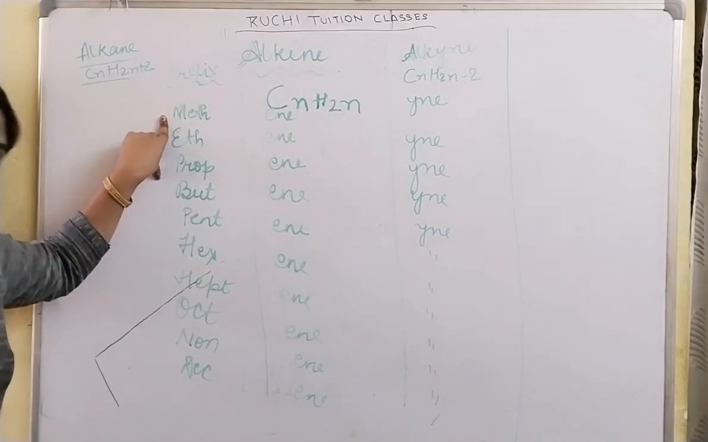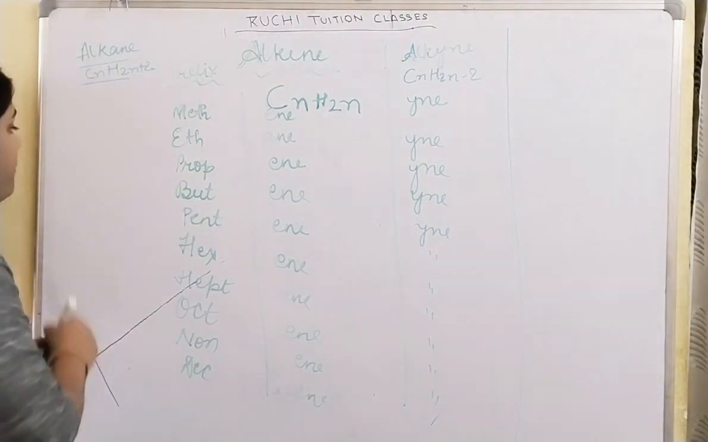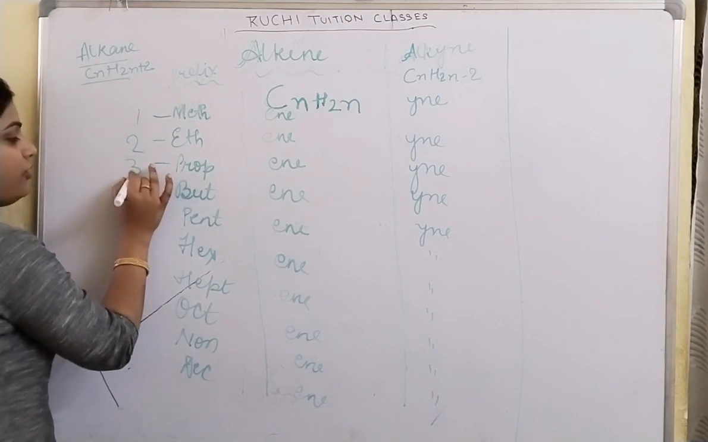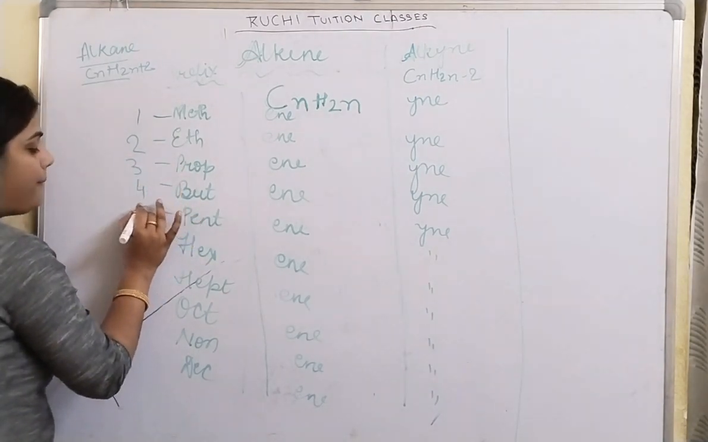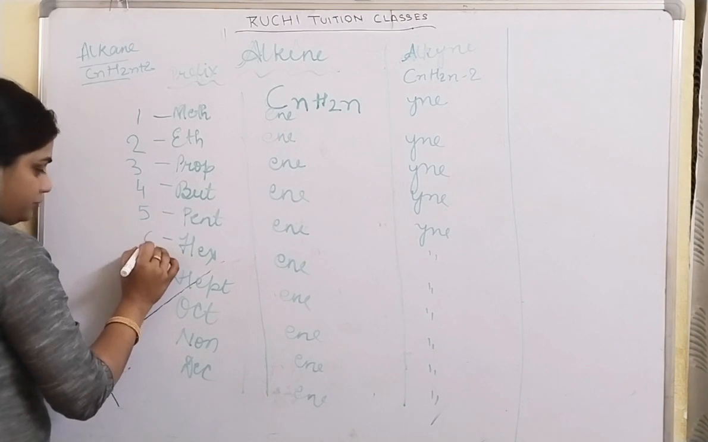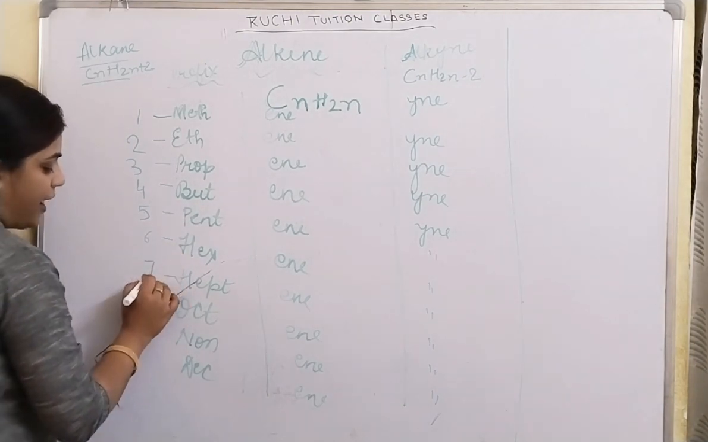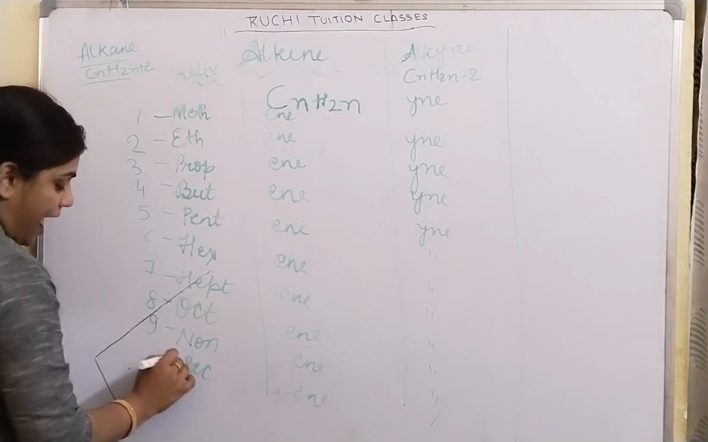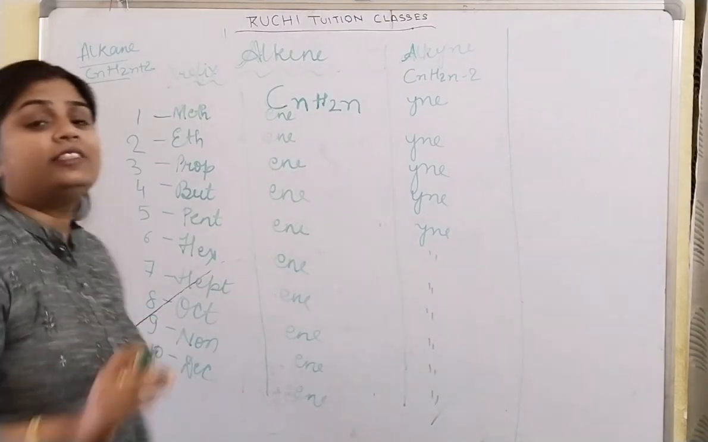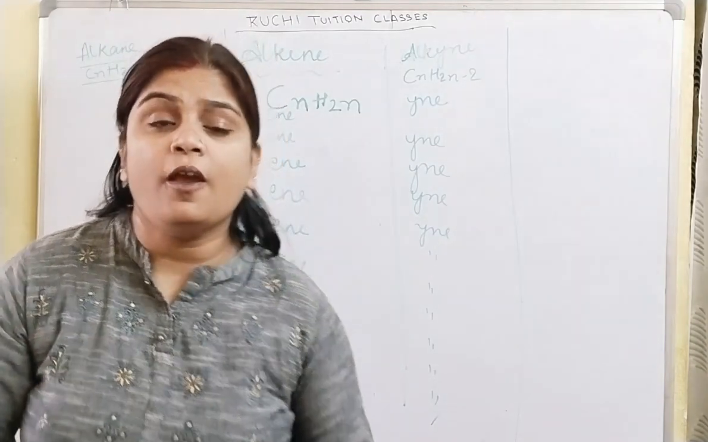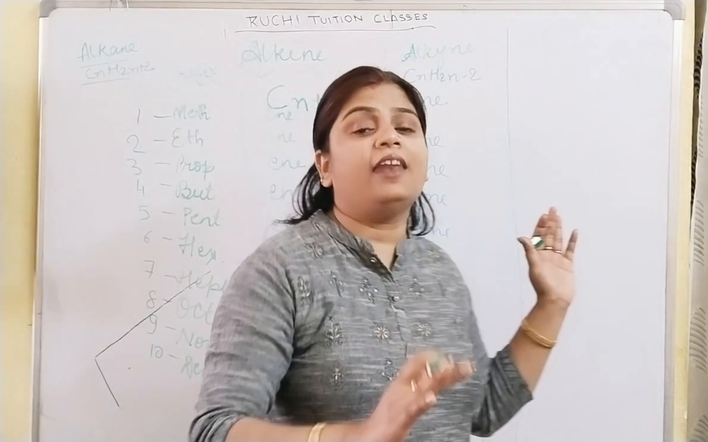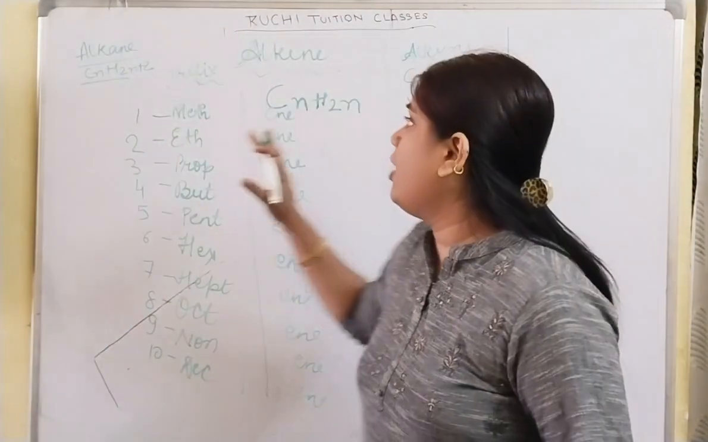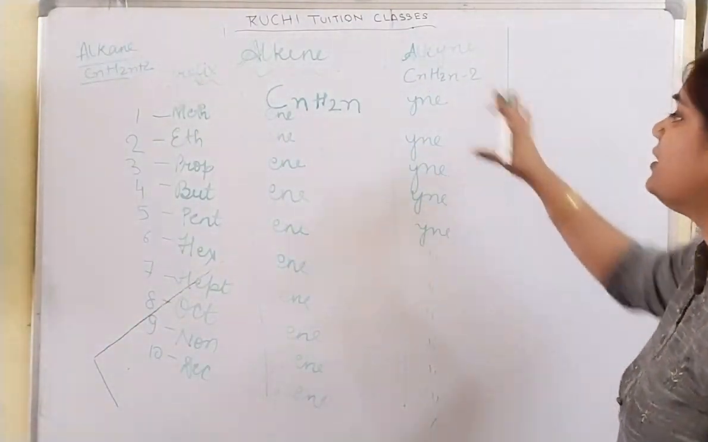The prefix we will use for naming will be the same as we were using for alkane: meth for 1, eth for 2, prop for 3, but for 4, pent for 5, hex for 6, hept for 7, oct for 8, non for 9 and dec for 10. This will be the same numbering for alkene and alkyne also. So the prefix used for alkene and alkyne will be the same.